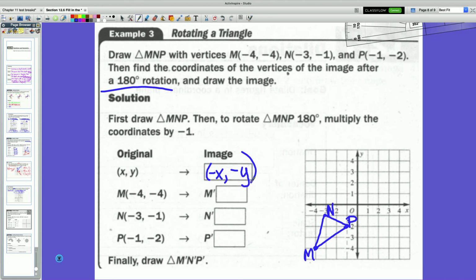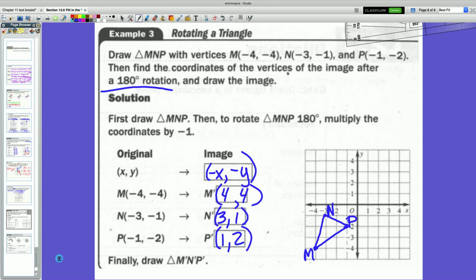Okay, so I'm going to just multiply. I'm just switching the signs, essentially. Multiplying by -1 is just switching the signs. So -4 would go to +4, +4. -3, -1 would go to +3, +1. -1, -2 would go to +1, +2.